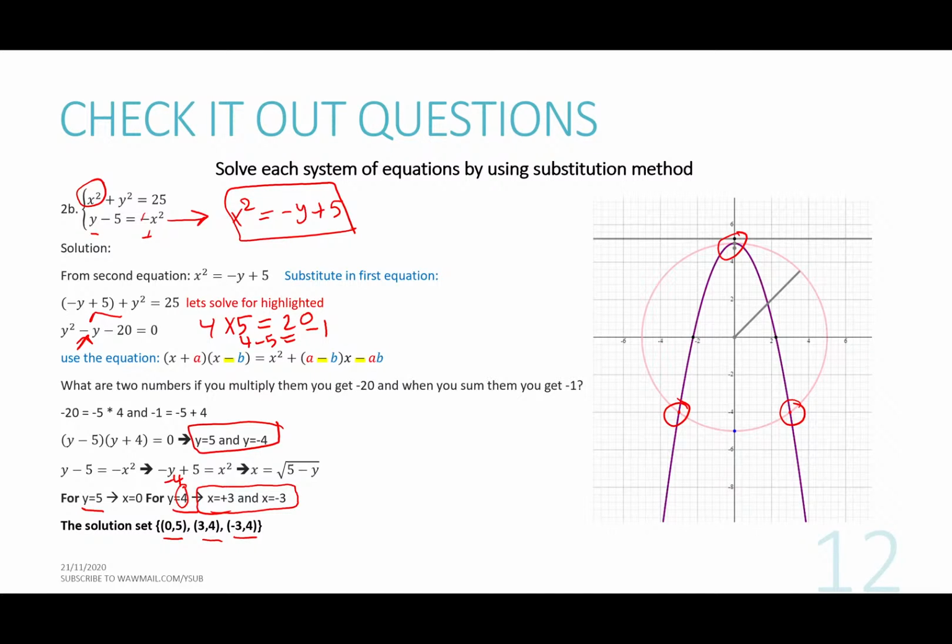This is the one which is 3 and minus 4. This is what I'm saying, that there is a mistake here, 3 and minus 4. And this is the other one which is minus 3 and minus 4. And there is one here which is 0 and 5.